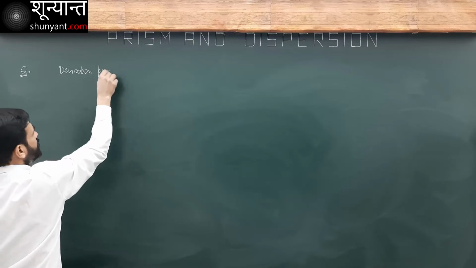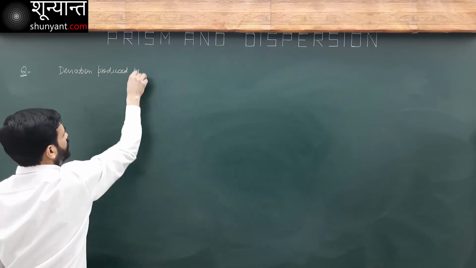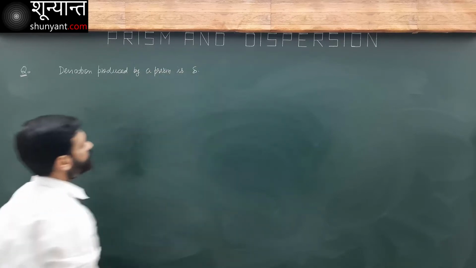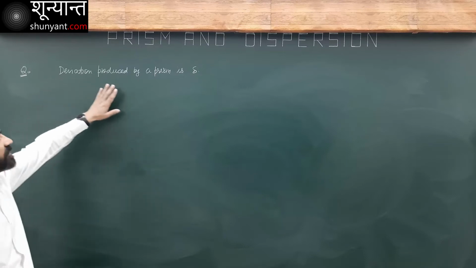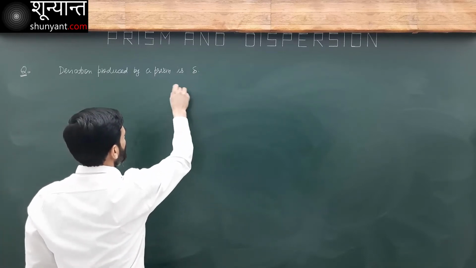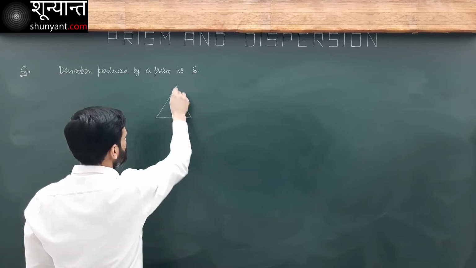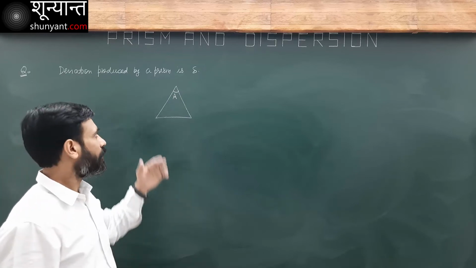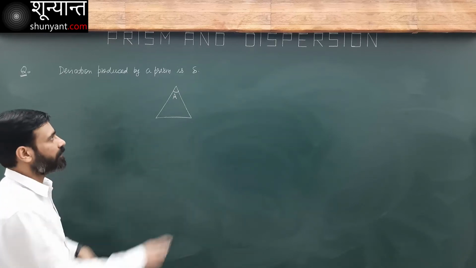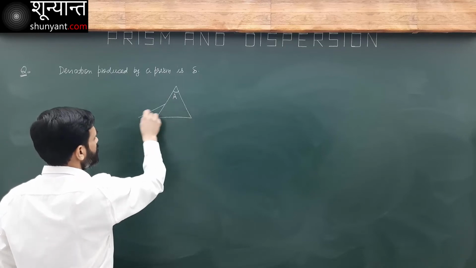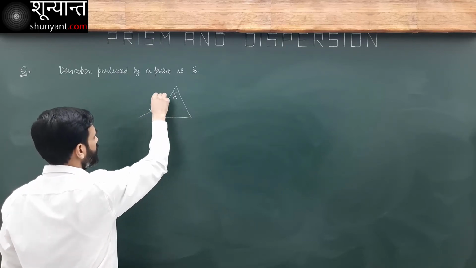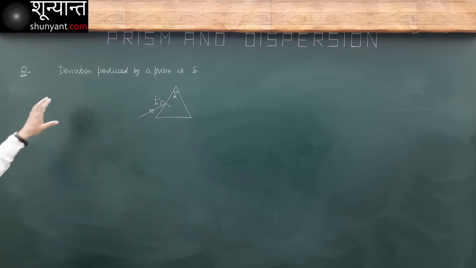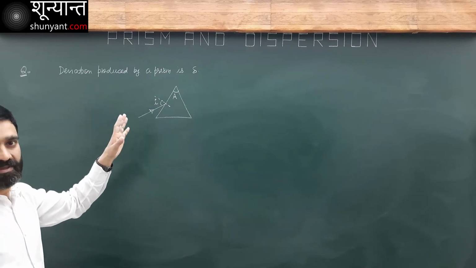Deviation produced by the prism is delta. Deviation produced by a prism is delta. Okay, it's like this. I have this prism angle. This is known as prism angle, angle of prism, or refracting angle. Okay, different names. So some light is incident like this. This is the light, angle of incidence I. Deviation is delta.